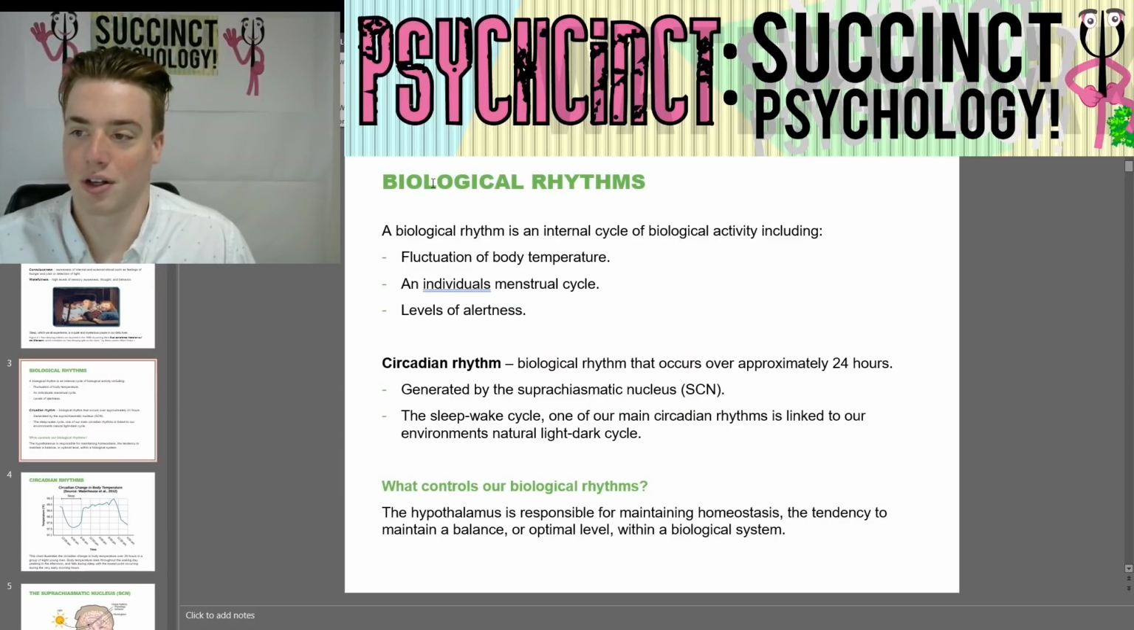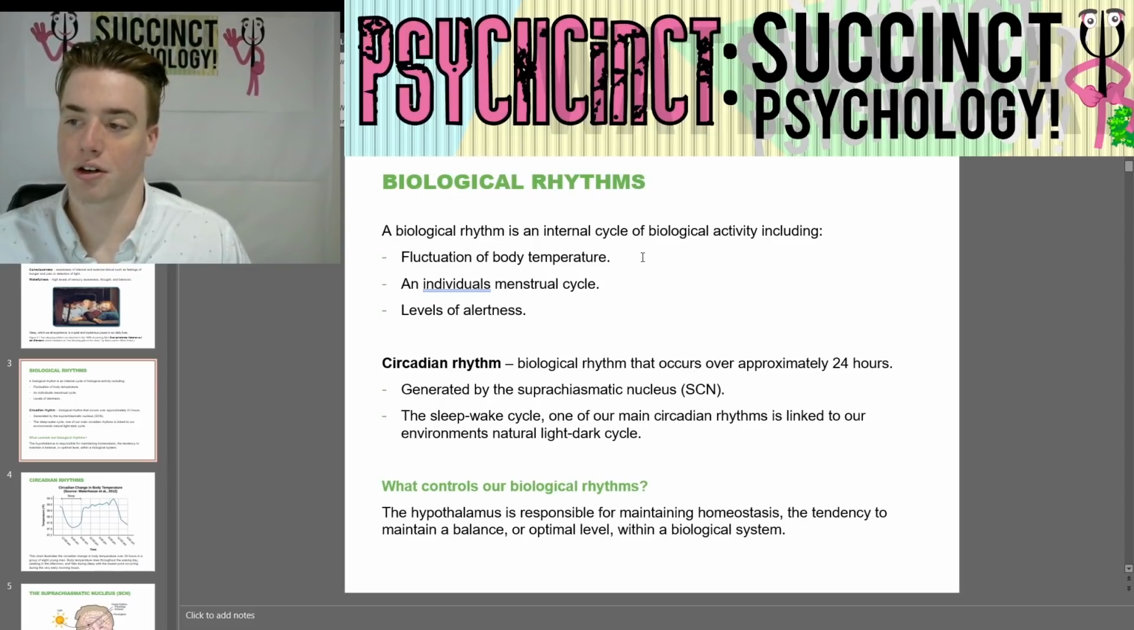So let's continue on. First off, we have biological rhythms. A biological rhythm is an internal cycle of biological activity, including fluctuation of body temperature, an individual's menstrual cycle, and levels of alertness. Now, circadian rhythm is a biological rhythm that occurs over approximately 24 hours. It is generated by the suprachiasmatic nucleus, or the SCN. Now, the sleep-wake cycle, one of our main circadian rhythms, is linked to our environment's natural light-dark cycle.